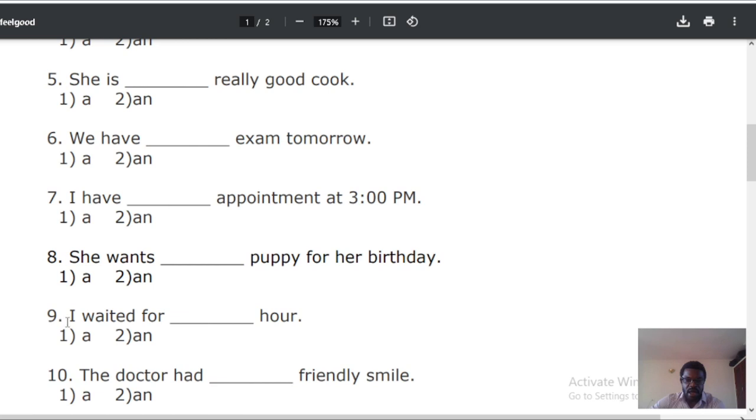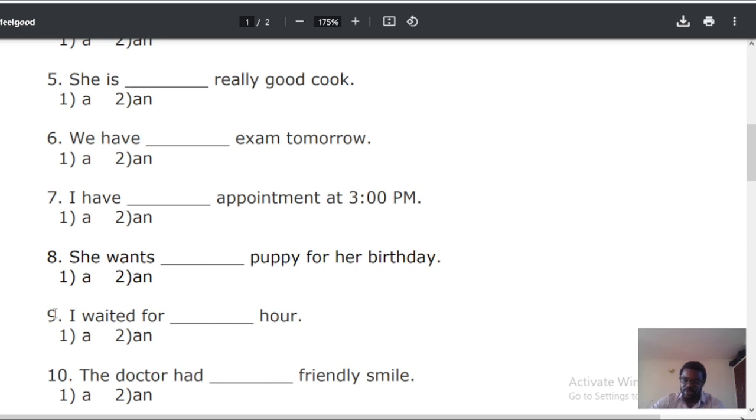Number 9, I waited for an hour. Hour. You see here, the hour, H is what? Silent, just like the other one we looked at. So this one also, H is silent, so it's going to be an hour. It's not like the one we did where you have hot. This one is hour. You see, it has the R sound, which is almost like a vowel sound. That's why we use an.